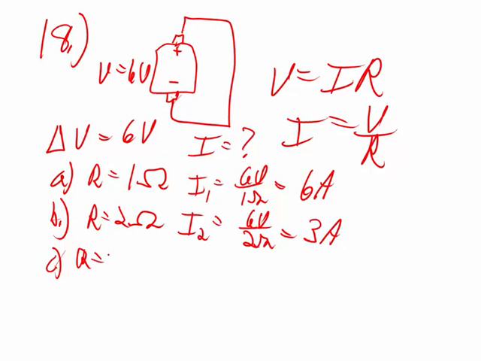And then for C, the resistance is 3 ohms. So we plug everything in. The I for the 3 ohms is equal to 6 volts over 3 ohms, which is equal to 2 amps. That's real hard, isn't it? That's a real simple problem. So that's all you have to do there, just a simple Ohm's law problem. All right, let's move on.